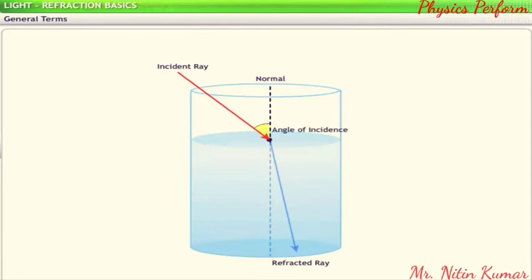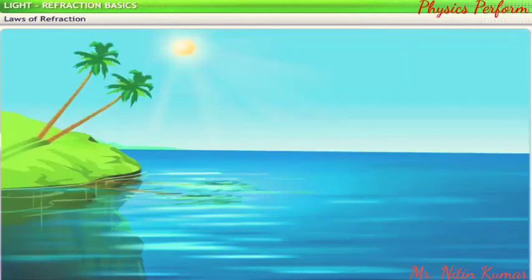The perpendicular line between the two media is called the normal. The angle formed between the incident ray and the normal at the point of incidence is known as the angle of incidence. The angle between the normal and the refracted ray is known as the angle of refraction.